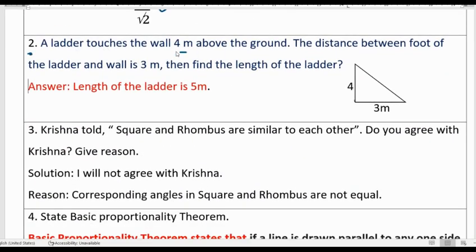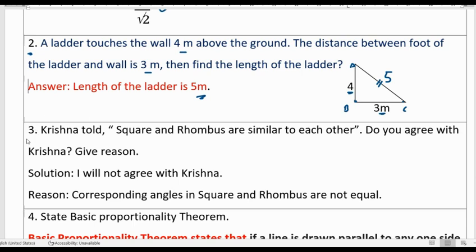A ladder touches the wall 4 meters above the ground. The distance between the foot of the ladder and wall is 3 meters. Then find the length of the ladder. This is the wall which is of 4 meters in length, and this is the distance between the foot of the wall and the ladder, 3 meters. To find the length of the ladder, we have to use the Pythagoras theorem. Hypotenuse square is nothing but sum of squares of other two sides. Obviously, the length will be 5 meters.